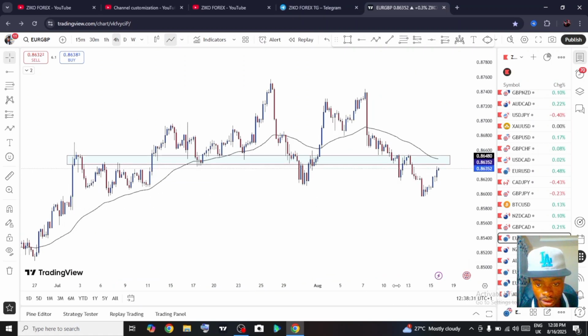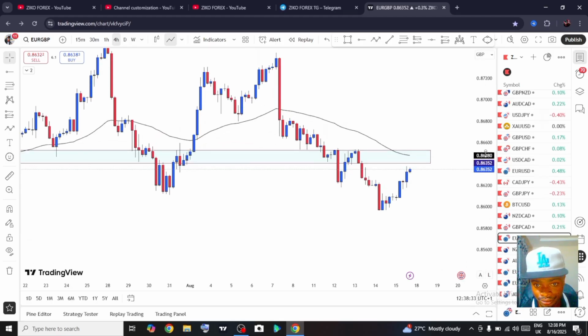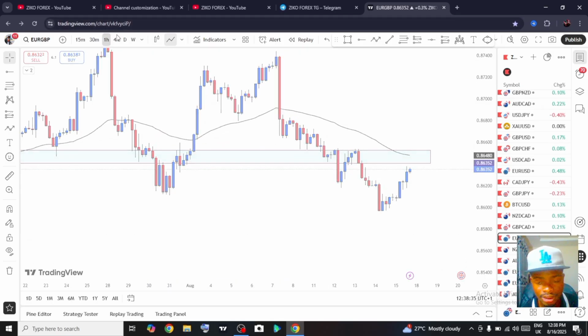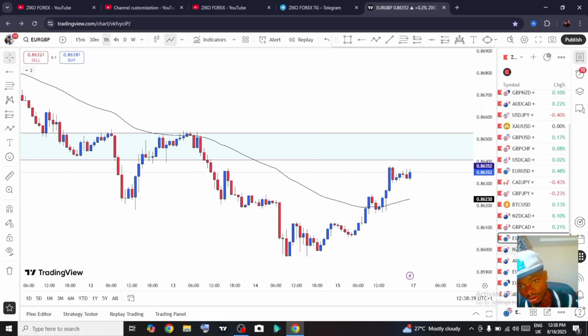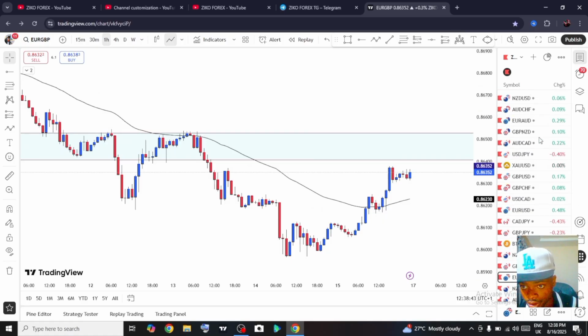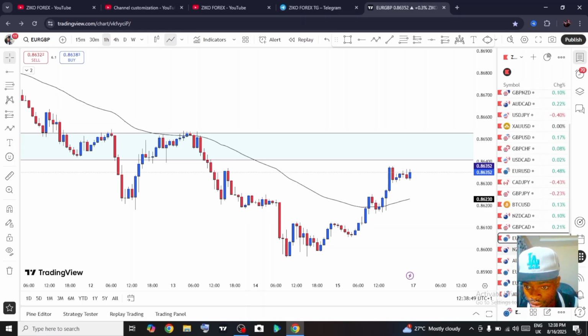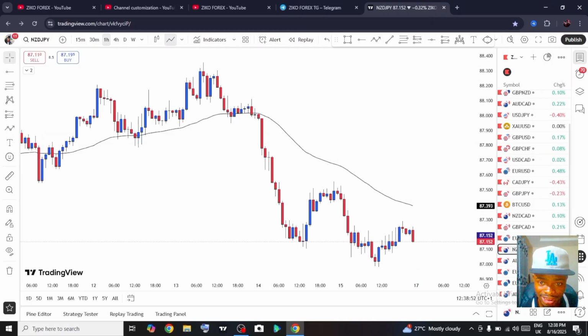I mean, there's an area of interest right here. Euro GBP. Let's see how the 1 hour looks. Okay, you know what? 1, 2, 3, 4, 5, 6. We already have 6 pairs for this week, so we don't have to force any trade right here.